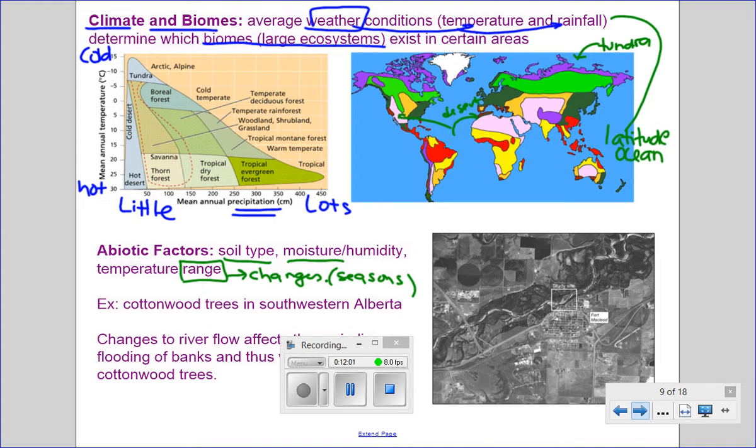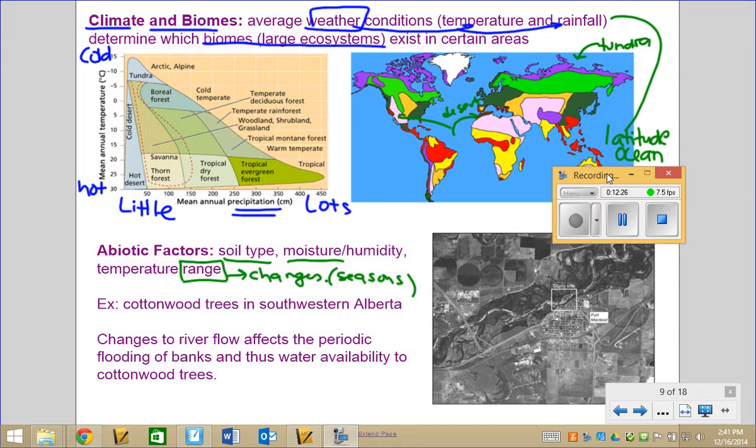Whereas at my parents' house in Edmonton, where it honestly is colder, but it stays cold. It's constant all year long. My parents have these two huge cedars in their front yard that my dad has to cut every year because they're so big that they're touching the roof of the house. And so temperature range, temperature changes, can have a huge effect on what kind of organism can survive.